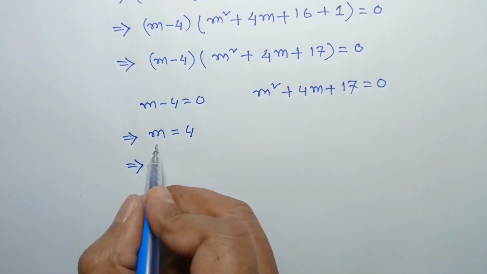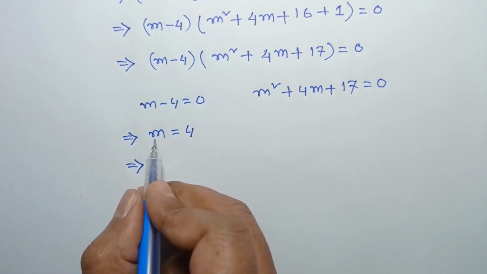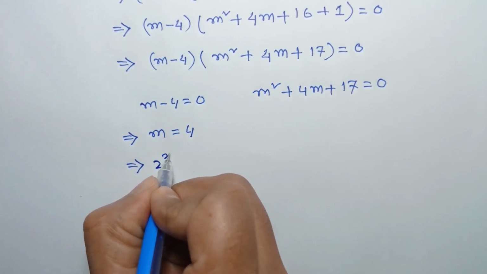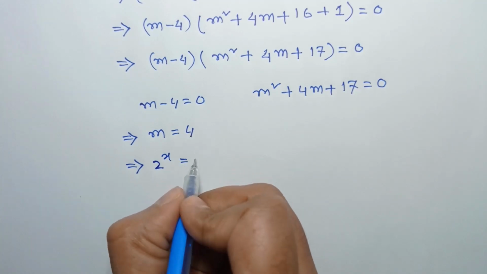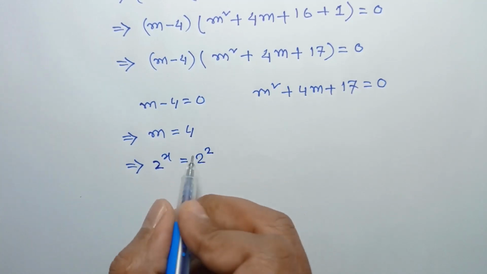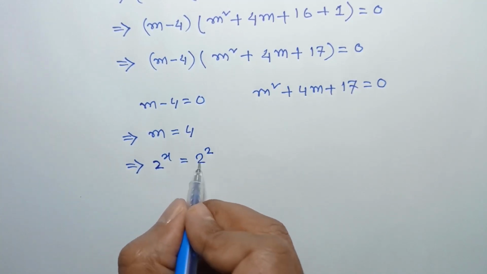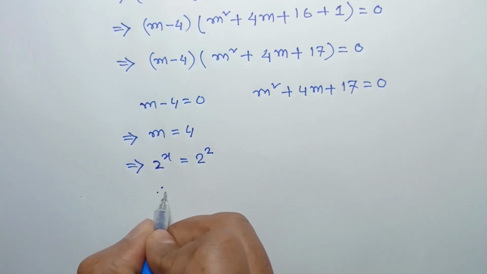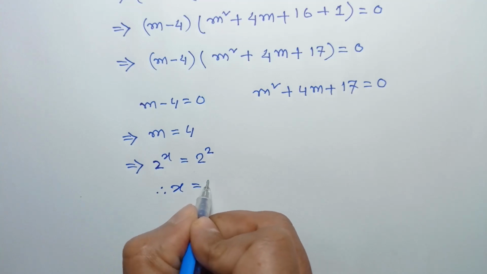Or substituting the value of m is equal to 2 to the power x, we can write 2 to the power x is equal to 4 is equal to 2 square. Here the bases are the same, so the powers will be equal. We can write the value of x is equal to 2.